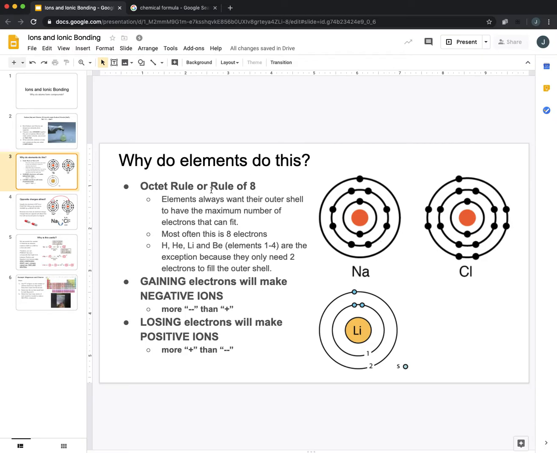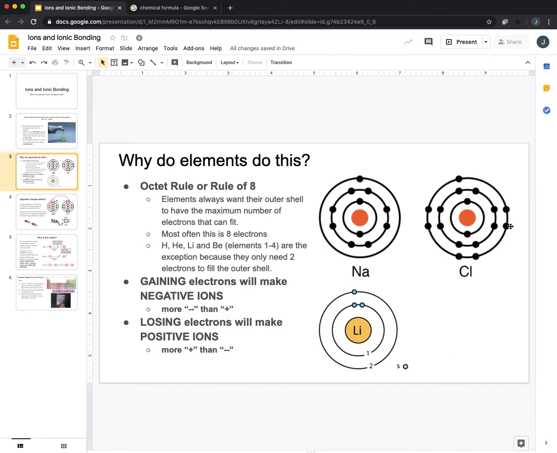And to really understand that, we have to get into something called the octet rule. Sometimes it's also called the rule of 8. And what that means is that elements want a full outer shell. Think back to our last lesson when we talked about those valence electrons. So here we have that sodium atom with its one singular valence electron, and chlorine's got 7 valence electrons. Okay? And when we look at these two atoms, neither of their outer shells are full.